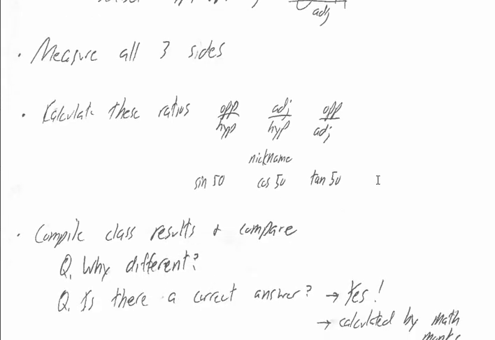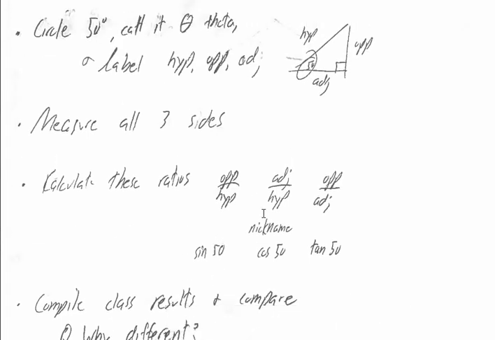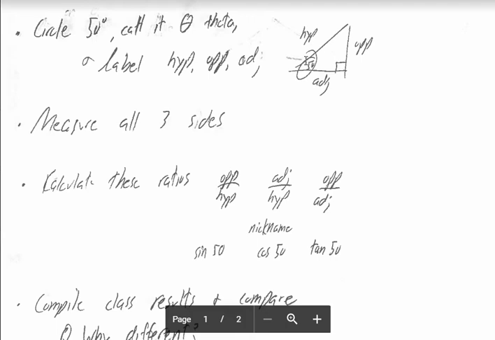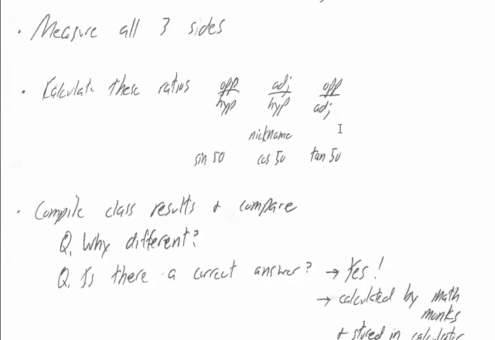And so then we get everybody's results and have them compare to each other, and ask, okay, why are they different? And in this case, it just boils down to students not measuring that angle properly, or maybe rounding incorrectly or measuring one of these sides incorrectly. But if they measured everything correctly and drew it properly, then they will get exactly the same answer.